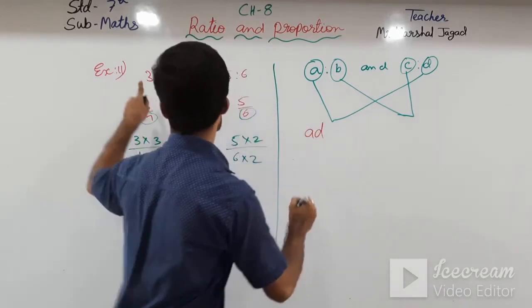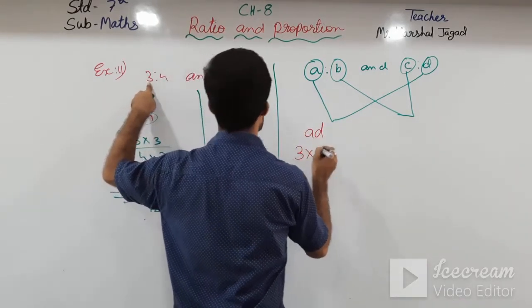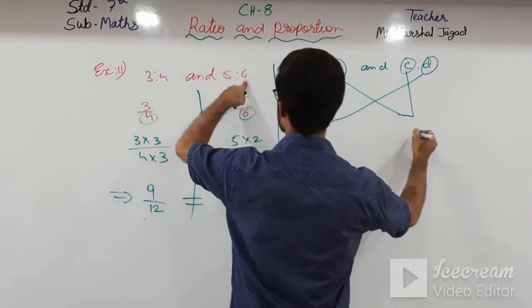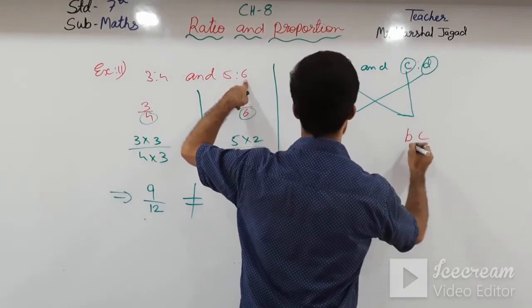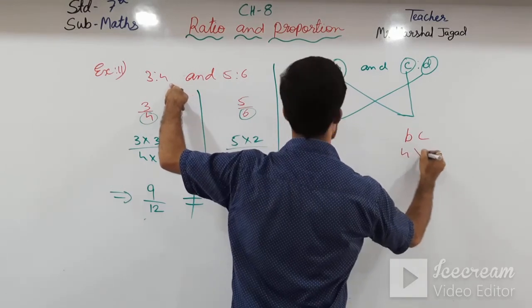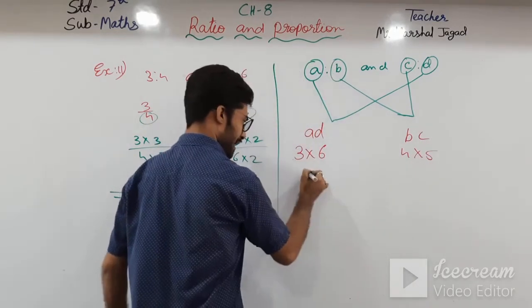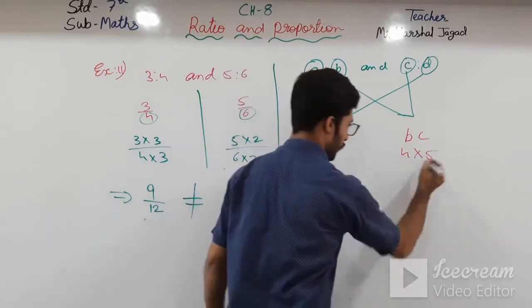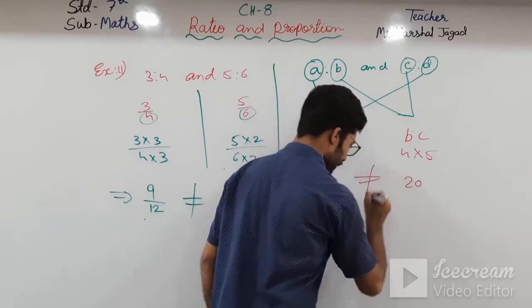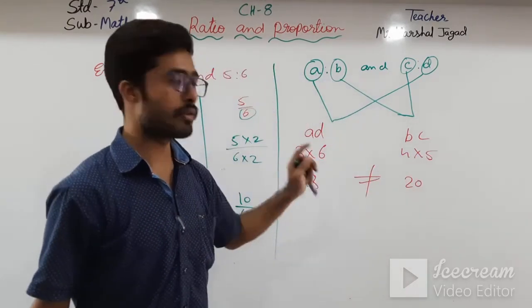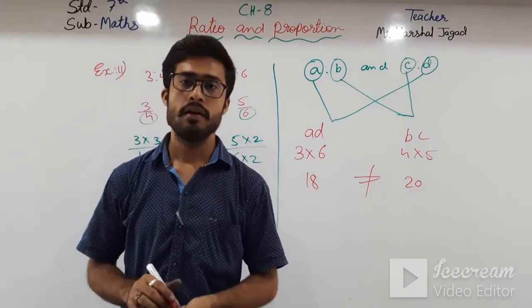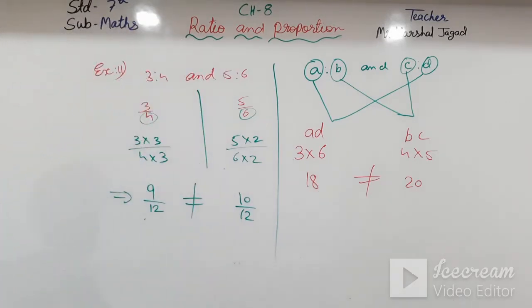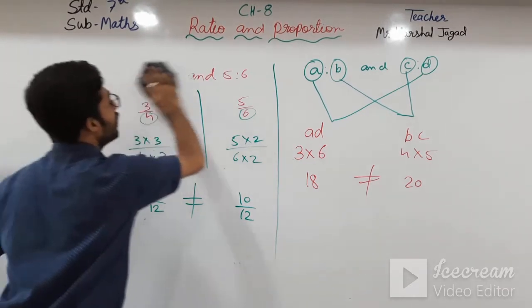So let us do that for AD. What is A? That is 3. And what is D? That is 6. And what are B and C? B is 4 and C is 5. 6 3s are 18. 4 5s are 20. Then also this is not equal. This is not an equivalent ratio. Okay students, this method also, if you want to write, then you can write. And moving towards example number 12.